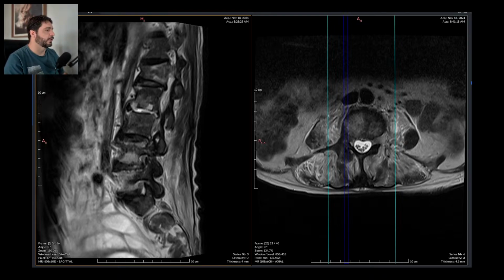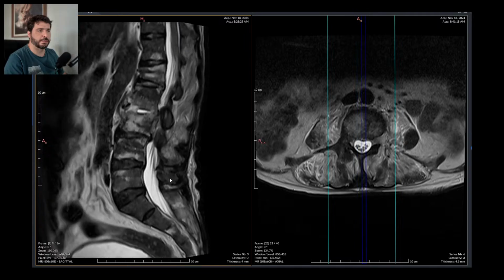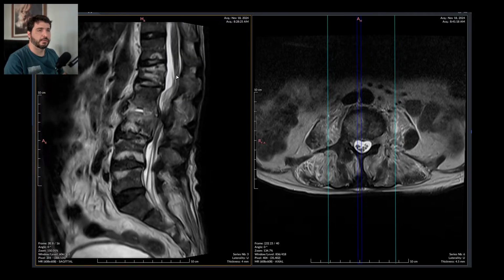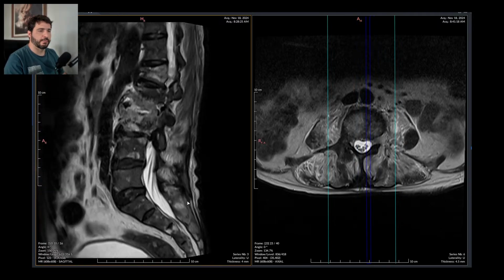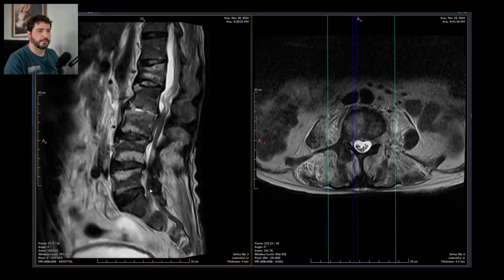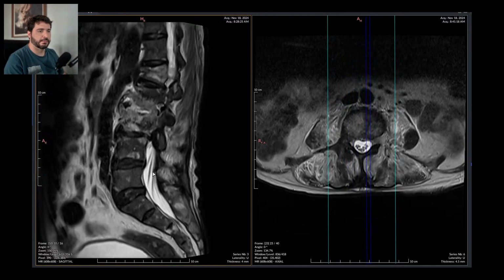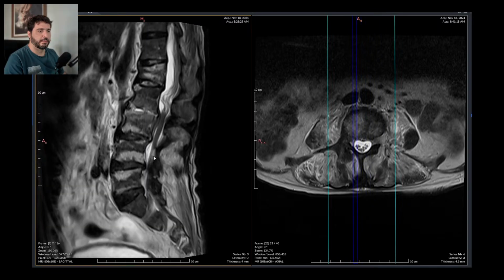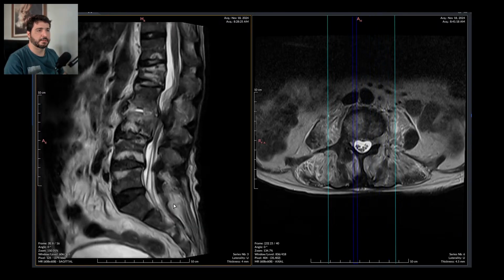Could be due to an inflamed, an infectious disease of the neural components of the vertebral canal from here all the way to around here, like that. This is one of the worst looking spines I have ever reported. Seriously, this is just awful.